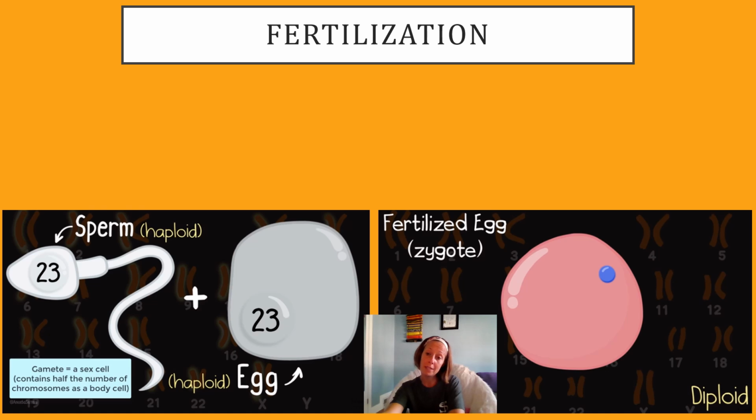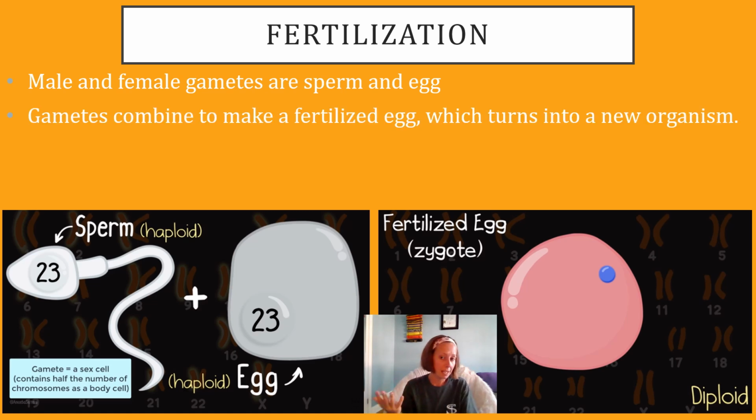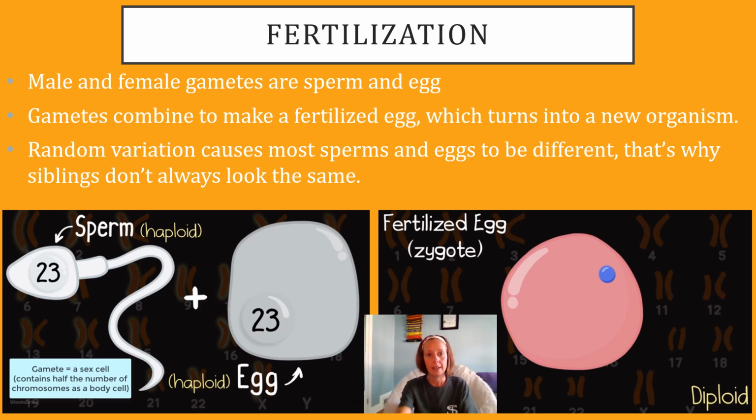So once you go through meiosis, you then end up with your sperm or your egg. Okay? The sperm and the egg are then used as sex cells. So the male and female gametes are sperm and egg. That's what you just made during meiosis. And those gametes can then combine, because we have 23 on this side and 23 on this side, right? Both haploid. They can combine to make a diploid cell, which can turn into a new organism. And the random variation causes most sperm and egg to be different. That's why siblings don't always look the same, right? Because what are the chances that everything's going to split the same way?